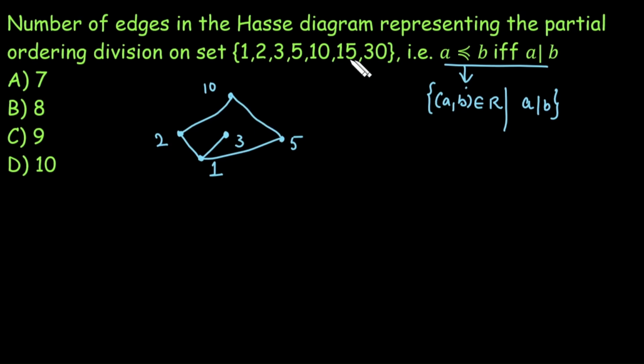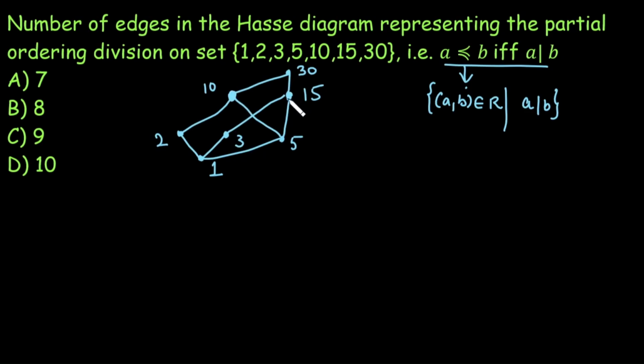Next element is 15. Whether 10 divides 15? No. Whether 5 divides 15? Yes. So the level of 15 is one level above this one. Whether 3 divides 15? Yes. 2 divides 15? No. Next 30. So 15 divides 30, so its level is 1 above this. 10 divides 30, yes. Now 2 divides 30, yes. But we will not join them because there is a way to reach 30.